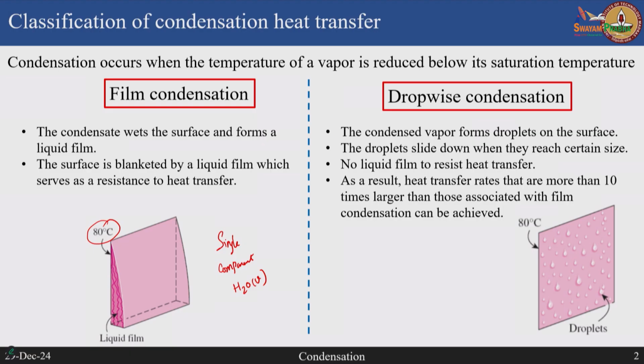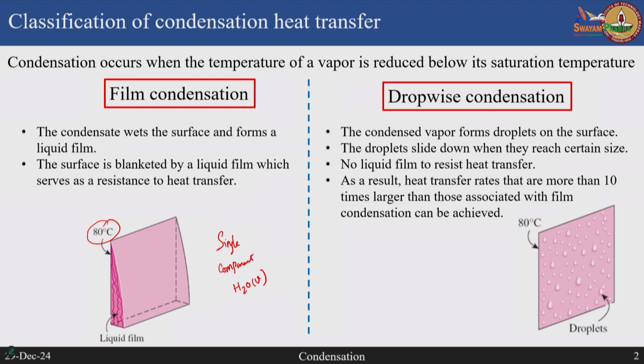Now there are two types of condensation. Just like boiling, where we saw nucleate boiling and film boiling, condensation also has film condensation and nucleate condensation. This is also called dropwise condensation. It is a very similar mechanism, but the temperatures are maintained exactly the opposite way.